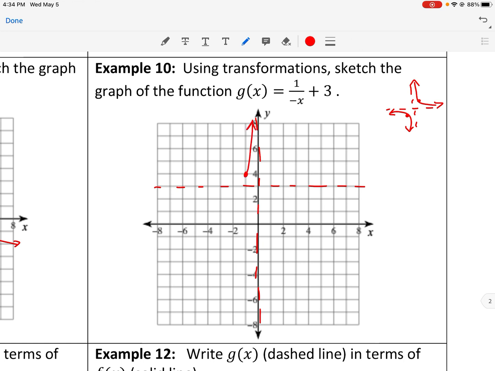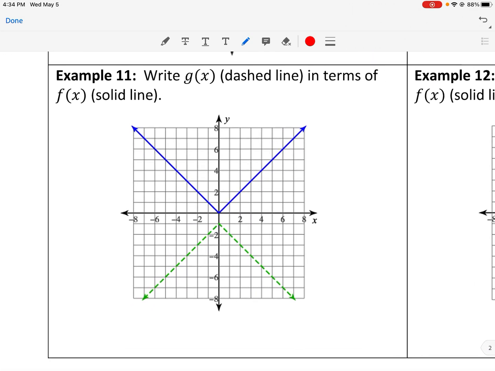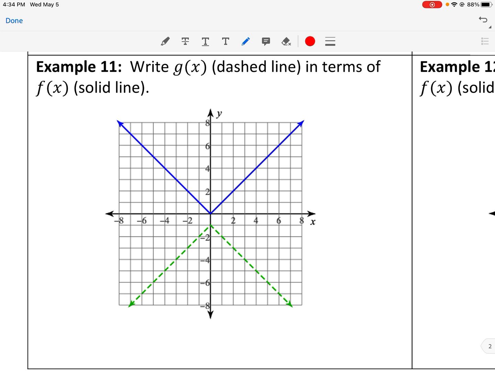And then this point has moved to this side, and this point has moved to this side. And there we go. There's our new sketch of our new function with the asymptotes and these 2 points on specific marks.